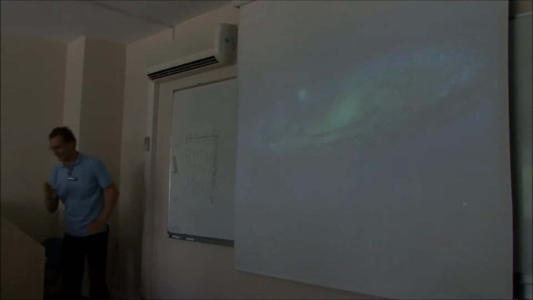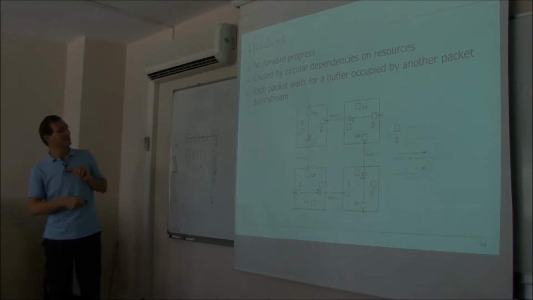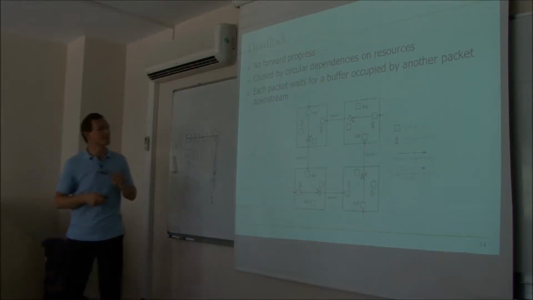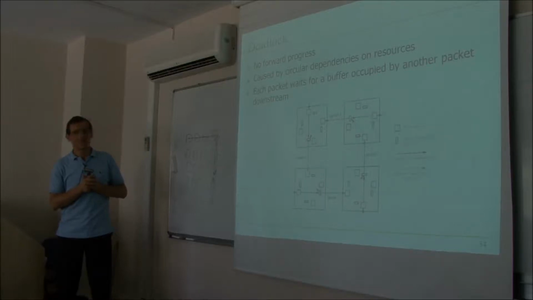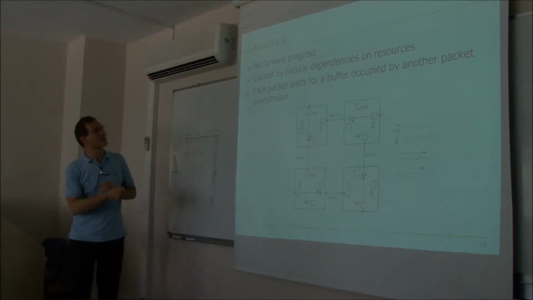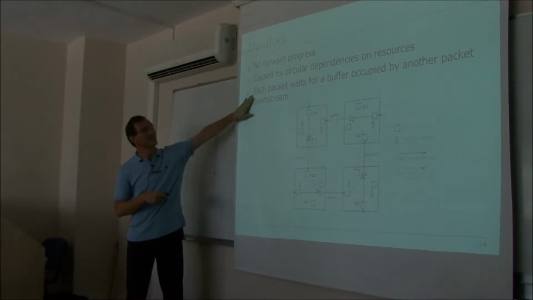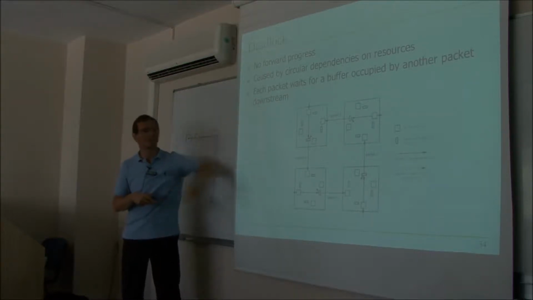Okay. So one issue that I told you earlier is deadlock that this deterministic routing eliminates. I'll briefly cover what it is because people have worked on this a lot actually, and it's interesting, and it appears mainly in buffered networks, and this is one downside of a buffered network. Deadlock is no forward progress because you have circular dependencies on resources. You get deadlock, and in this case, each packet waits for a buffer occupied by another packet downstream.